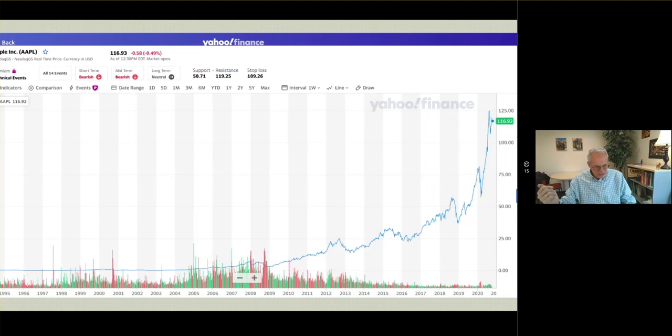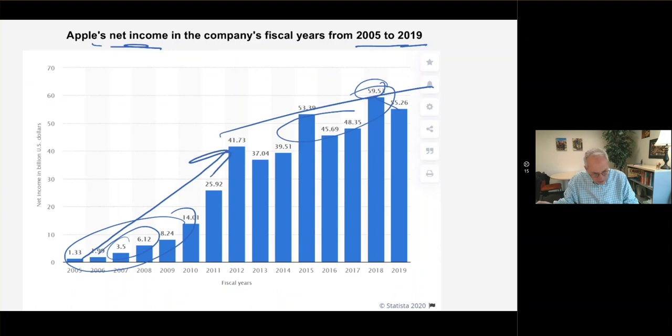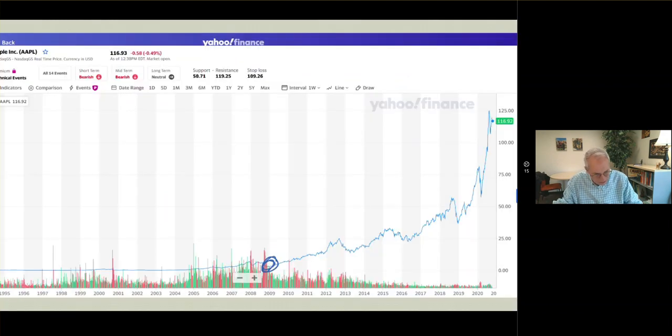Okay? And here's Apple's stock. So if we look at 2005, so we go to 2005, which is right here, okay? And we go to 2019, right here, you can see how much the stock has grown in that period. Now it's really taken off here recently.